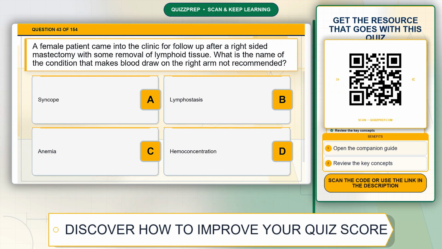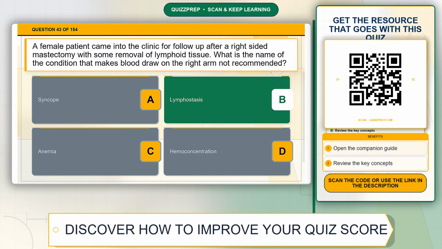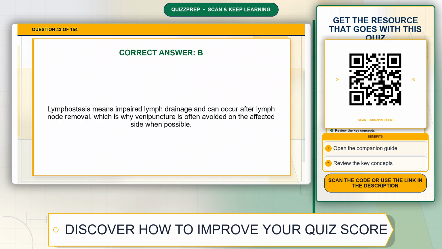What is the name of the condition that makes blood draw on the right arm not recommended? Option A, syncope. Option B, lymphostasis. Option C, anemia. Option D, hemoconcentration. The correct answer is option B, lymphostasis. Explanation. Lymphostasis means impaired lymph drainage and can occur after lymph node removal, which is why venipuncture is often avoided on the affected side when possible.